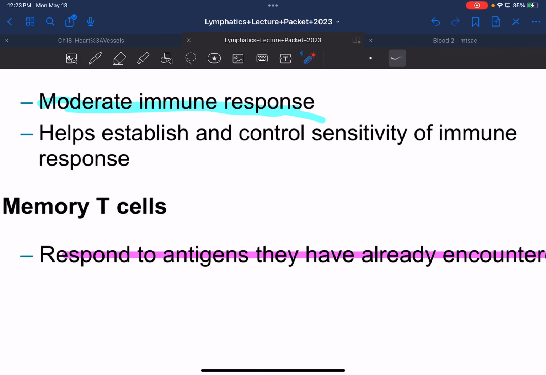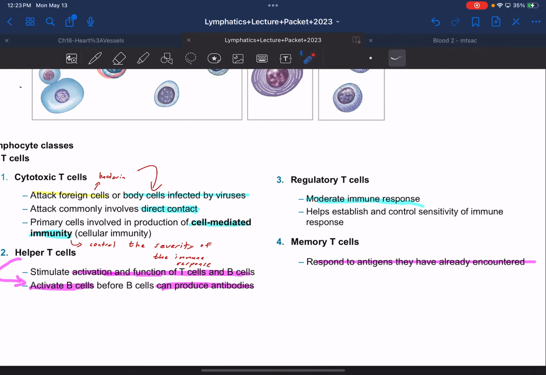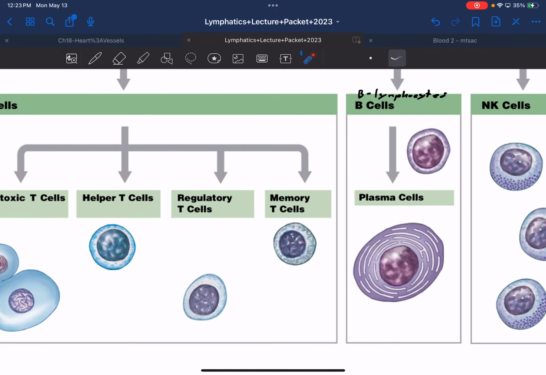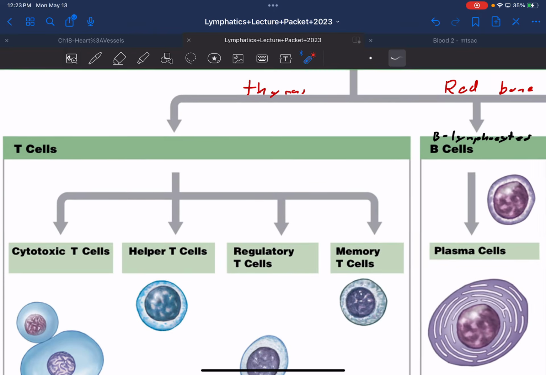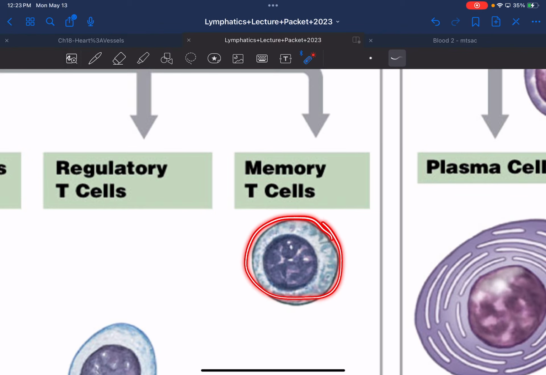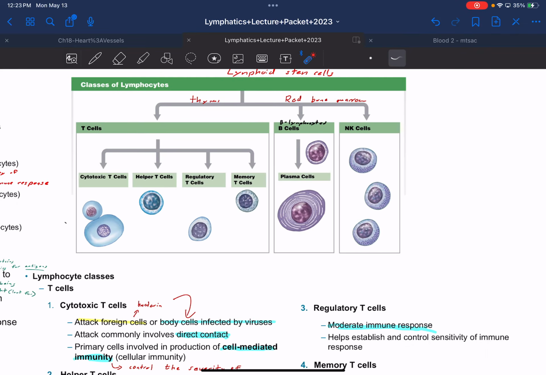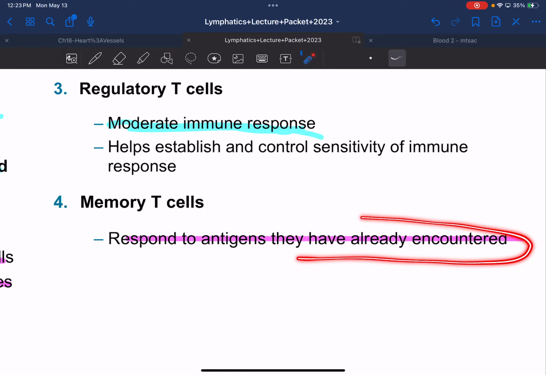Memory T cells, again, these are cells that were created. Let's say these helper T cells detected an infection. You created the antibodies and you survived it. Then some of those T cells will turn into memory T cells, which will stimulate stem cells to turn into ones that will remember just the one that infected you. And then these are memory T cells. They'll always be able to detect the bacteria that infected you in the past. So they respond to antigens they have already encountered.